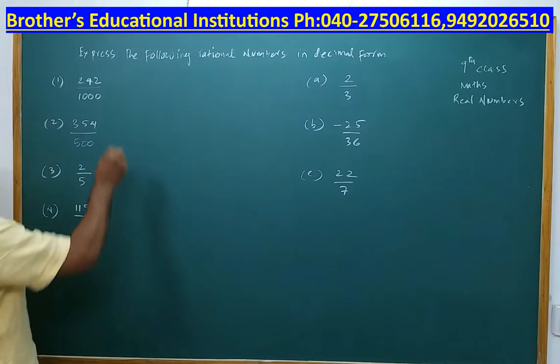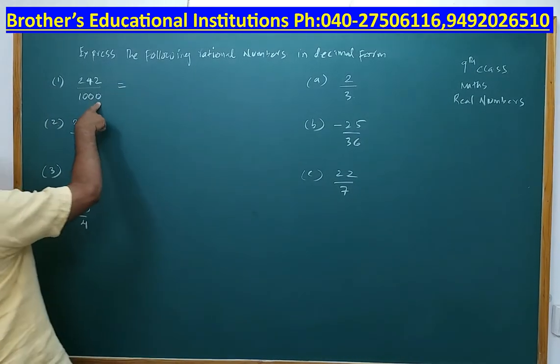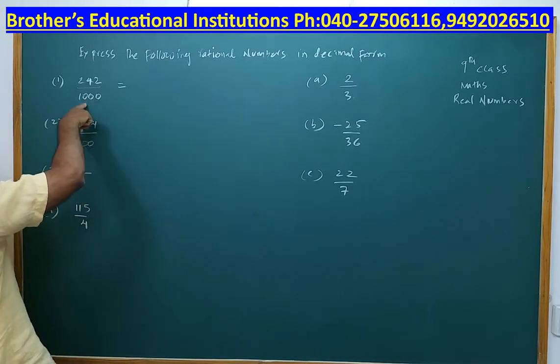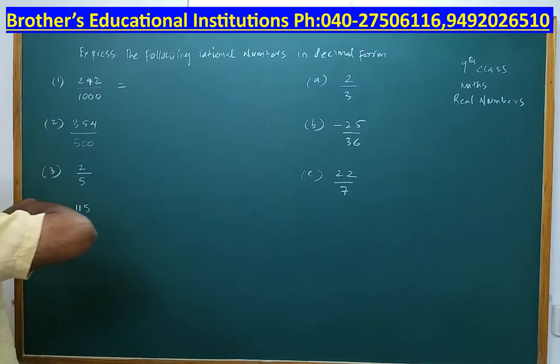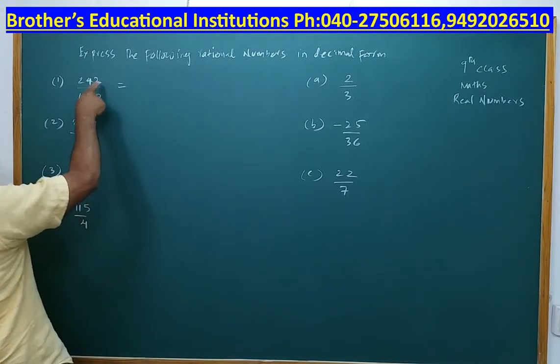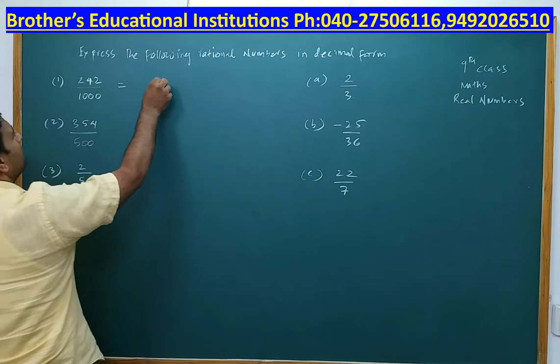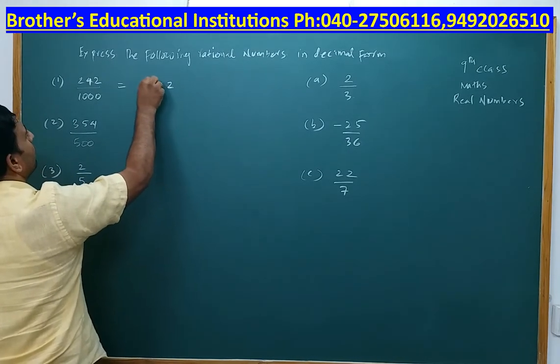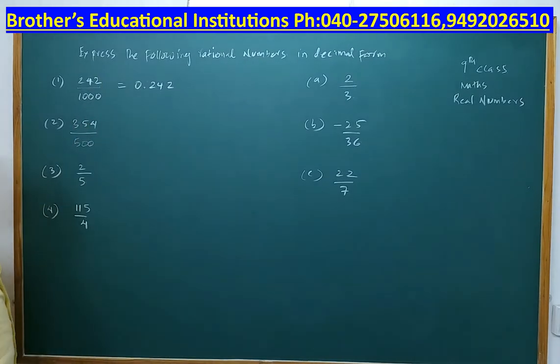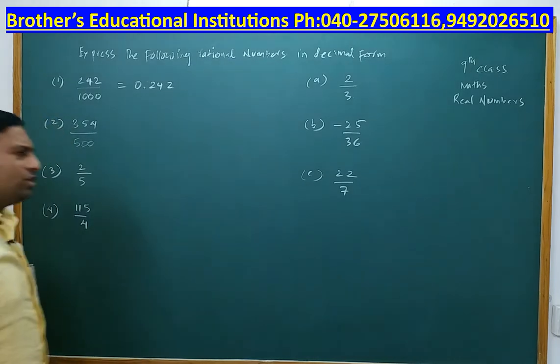Now this is direct, 242 divided by 1000. Whenever you get 1000, 100, 1 lakh, the number of zeros will play a very major role. Since you have 3 zeros, you have to move 3 digits backwards. So it is 242, move backwards and then put a point. So the answer is what? 0.242.